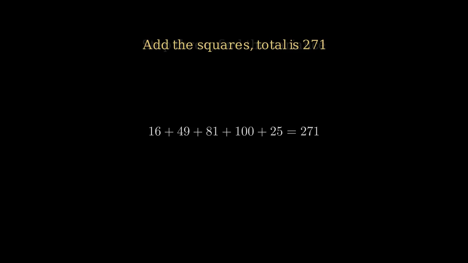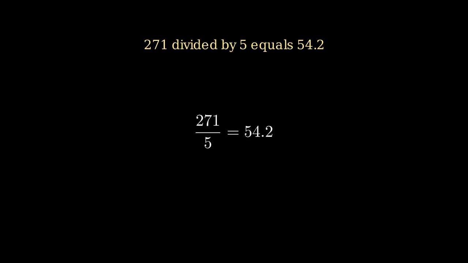Step 3. Find the variance using the computational form. Divide the sum of the squares by the number of values, 271 divided by 5, giving 54.2. Then subtract the mean squared. 7 squared is 49, so 54.2 minus 49 gives a variance of 5.2.